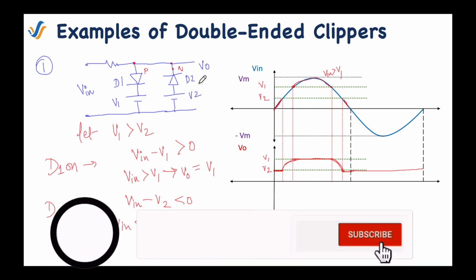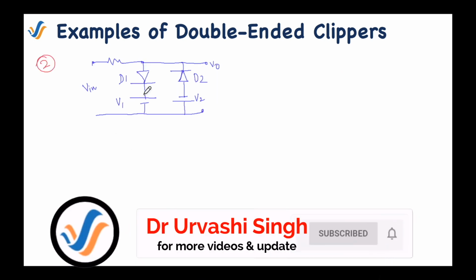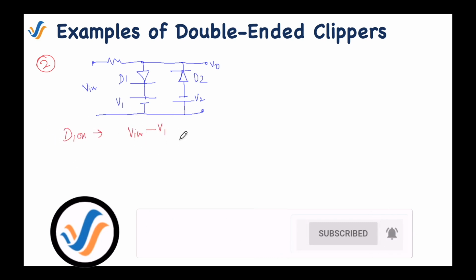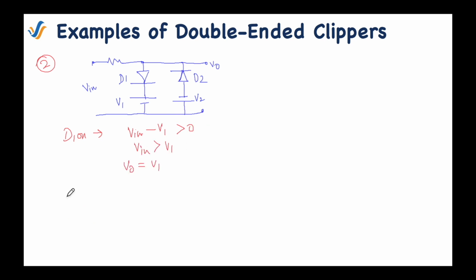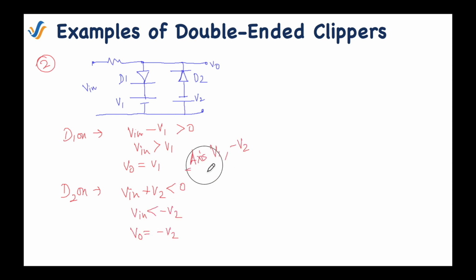Now let's see another example of the double-ended clipper. What will be the condition to turn the D1 diode on? V input minus V1 should be positive. And what will be the condition to turn the D2 diode on? Look into this mesh. V in plus V2 should be less than 0. So here our comparison axes will be positive of V1 and minus of V2.